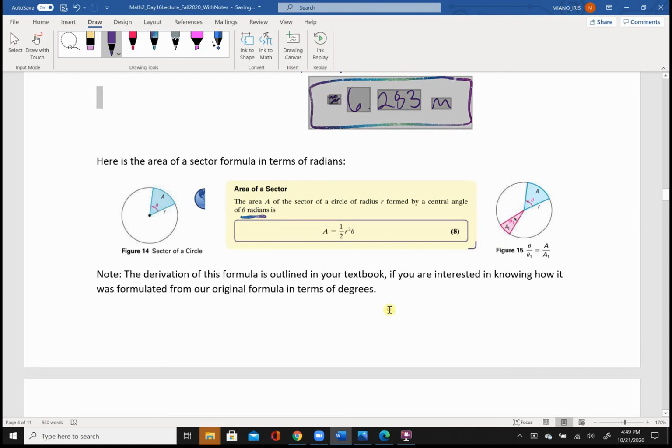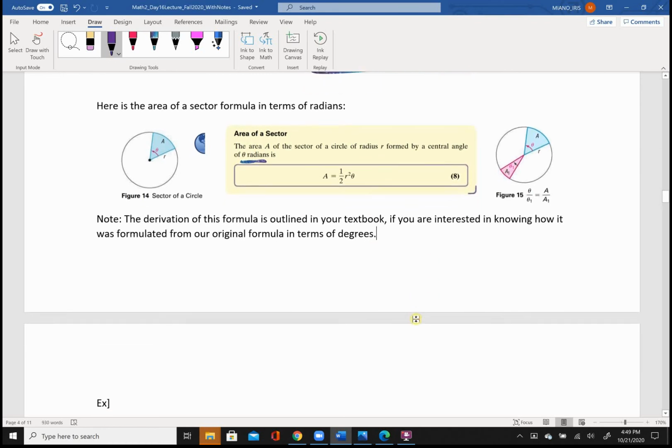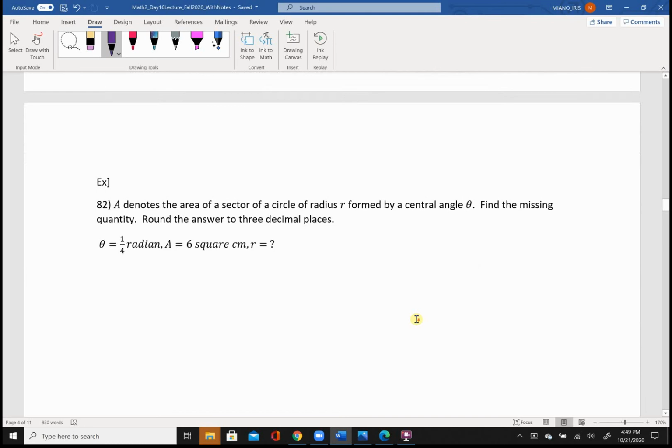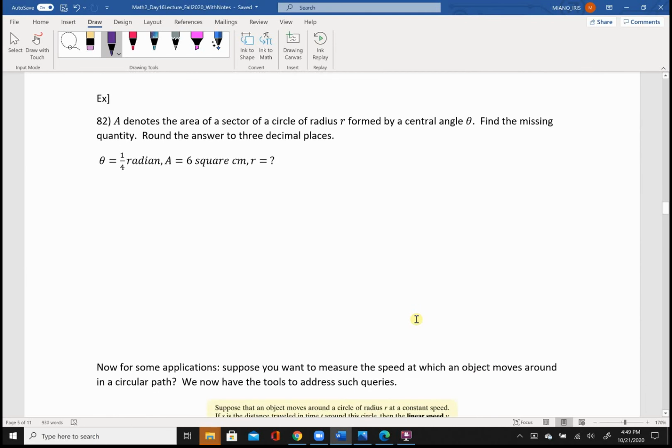So, I have a note that if you want to know how this formula is derived, of course, check out what your textbook has. For our purposes, I'm skipping over that and just focusing more on showing you how to perform calculations with this.